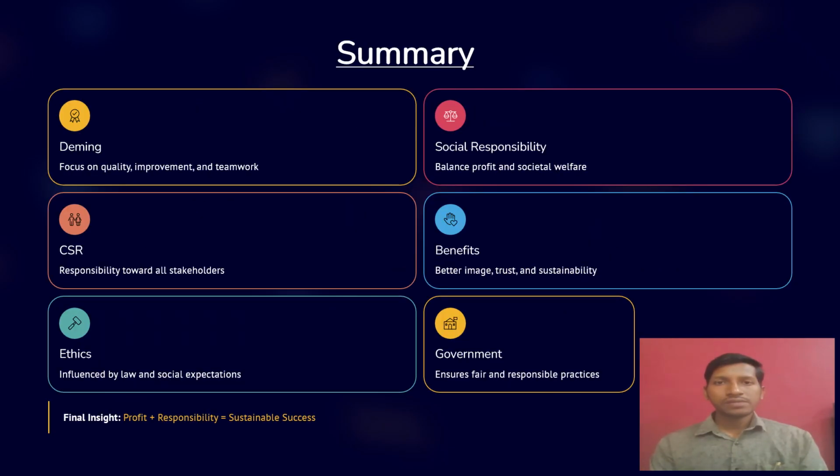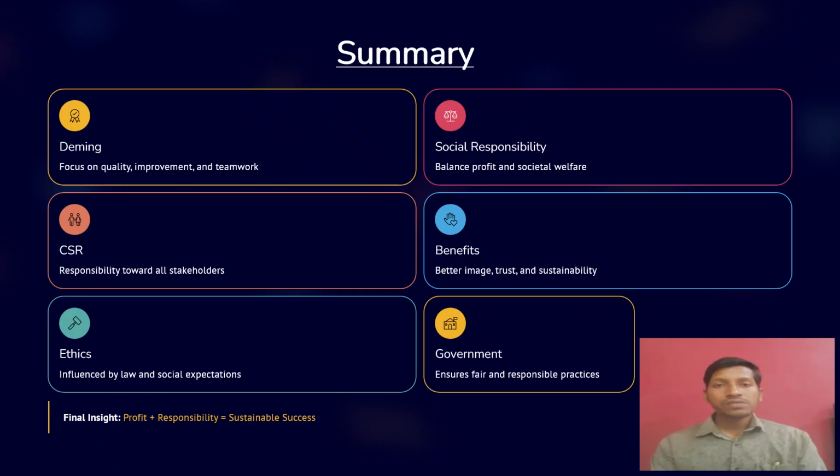Dear students, to summarize, Deming emphasized the importance of quality, continuous improvement, and teamwork in management. Social responsibility means that businesses must balance profit with the welfare of society. Corporate social responsibility, or CSR, highlights that organizations are responsible not just to shareholders but to all stakeholders.